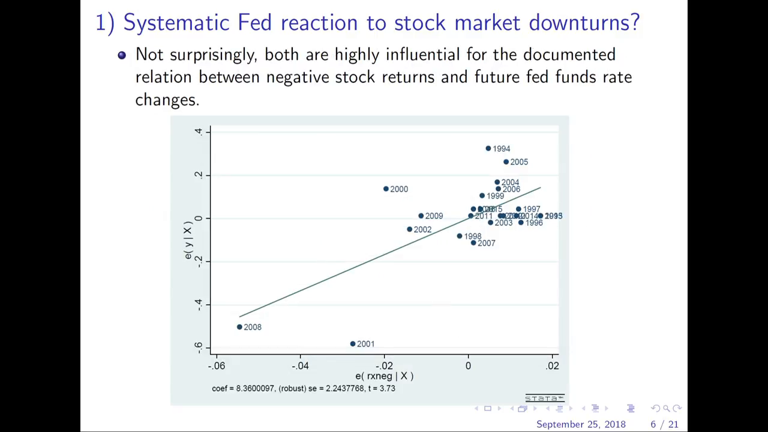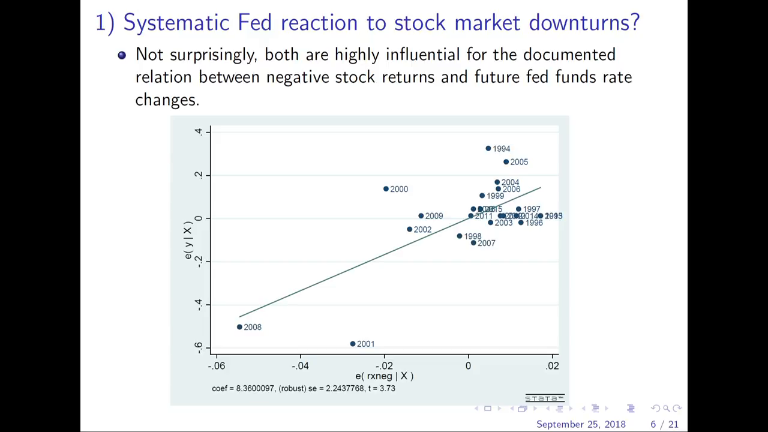So, not surprisingly, both of these years, 2001 and 2008, are highly influential for the documented relation between negative stock returns and future Fed funds rate changes. Annette was so kind as to send me the data, so I dug in a little bit. And here I'm just showing the first set of regressions on an annual basis. On the left, we have the Fed funds rate changes on average over a given year. On the right, we have the Fed put variable, the negative stock return accrued over that same year, or the previous year's FOMC cycles, I should say.